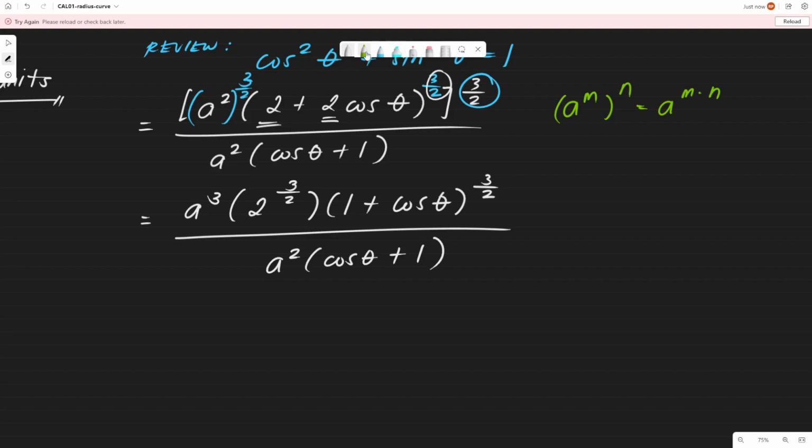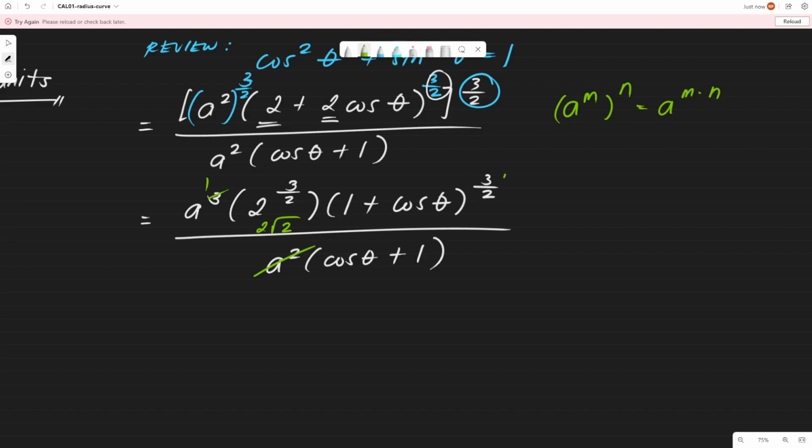Okay? So, pwede na natin ngayon i-cancel yung a, no? So, 3 minus 2 is 1. So, mag-iiwan ka ng isa sa taas. Diba? Tapos, 2 raised to 3 over 2, this is equivalent to 2 square root of 2. 2 square root of 2. And we have 1 plus cosine theta raised to 3 over 2.